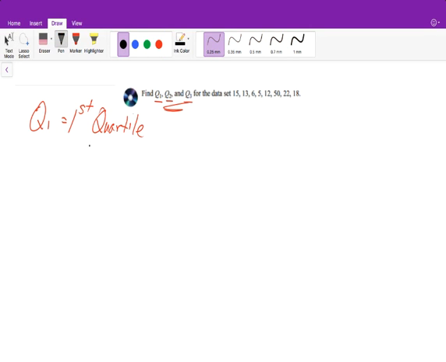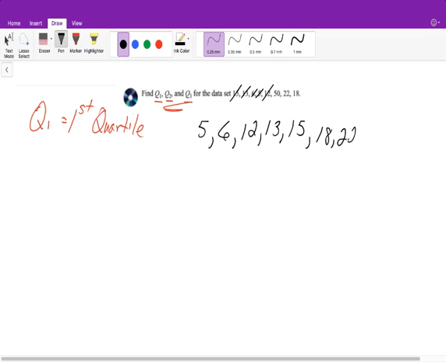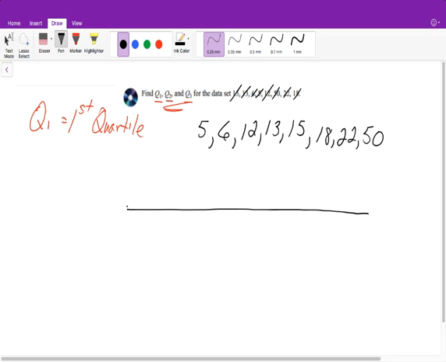All right, so the first thing that we want to do when we're finding our quartiles is we need to rearrange our data from the least to greatest. So it would be 5, 6, 12, 13, 15, 18, 22, and 50. All right, so we list the data that we have from least to greatest. So it's very important that we do that. And then we can think about these quartiles on the number line.